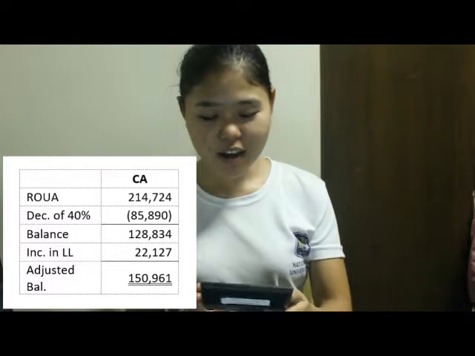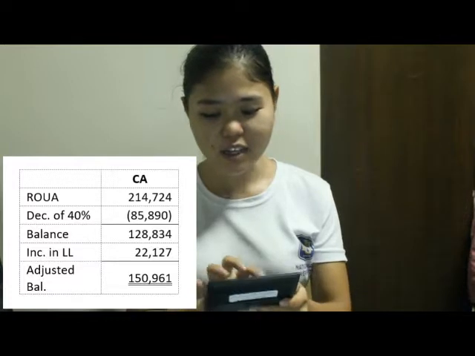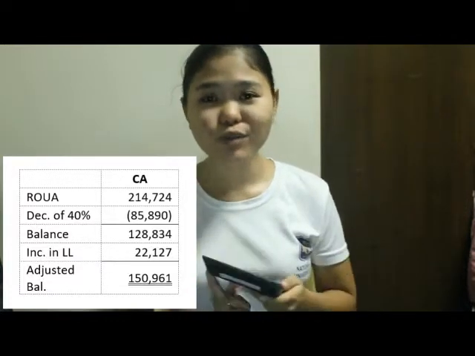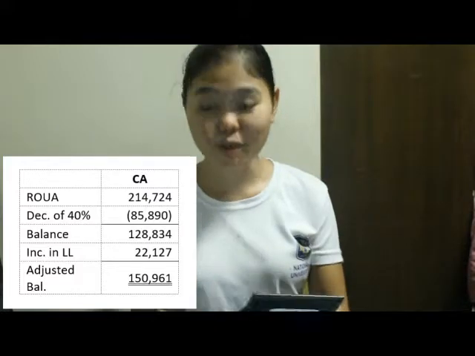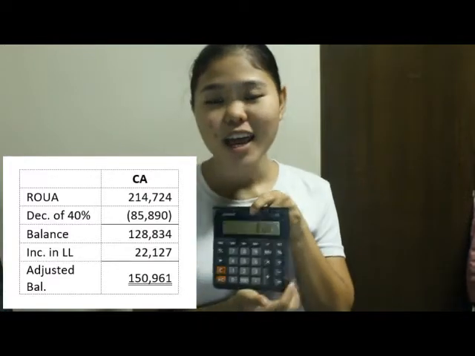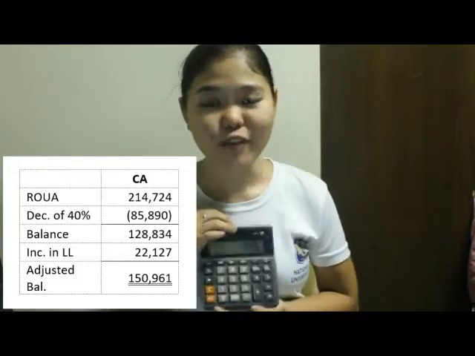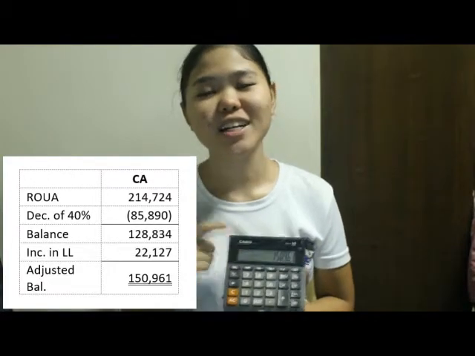So, moving forward sa carrying amount. Kanina, nag-base tayo sa cost ng right-of-use asset. Ngayon naman, sa carrying amount. Ang gagawin is yung carrying amount niya ngayon na kinompute natin kanina na 214,724, times ulit sa 40% para makuha natin kung ilan yung ibabawas niya. So, 85,890. Ito, ima-minus siya ulit dun sa carrying amount. Ito na yung adjusted balance ngayon after the modification. So, 150,961.